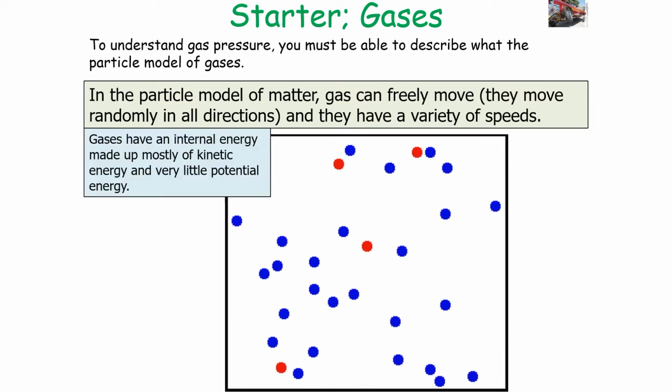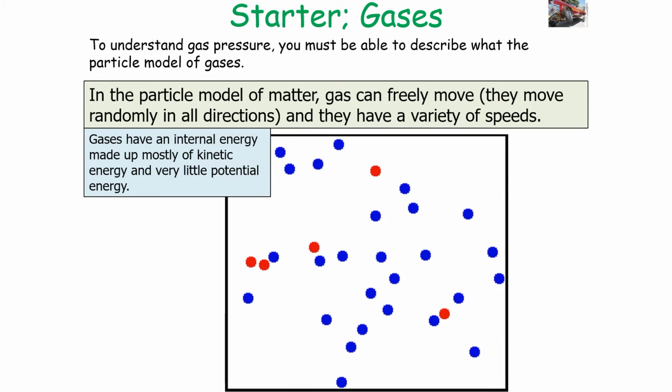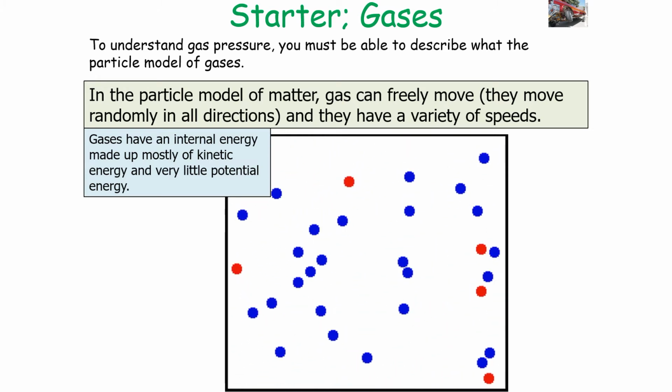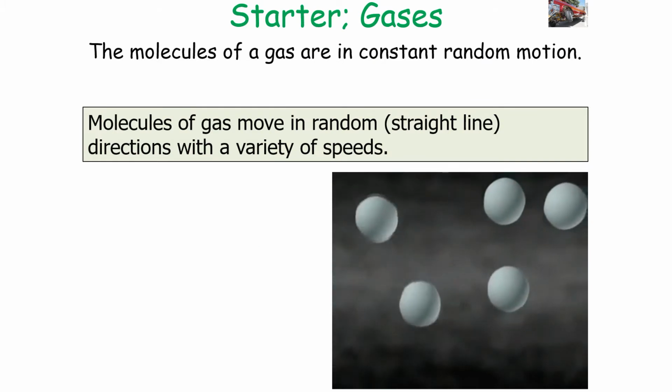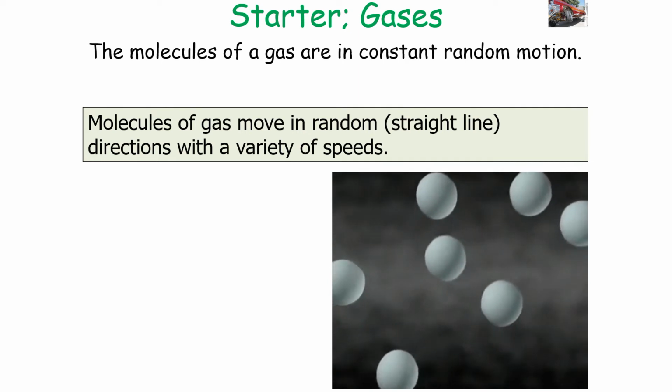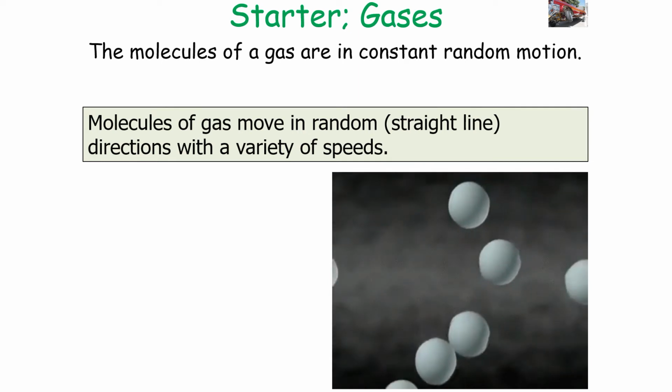So what this means is that gases have an internal energy which is mostly comprised of kinetic energy and very little potential energy. To clarify, the molecules of a gas are in constant random motion, so they move in random straight line directions with a variety of speeds.